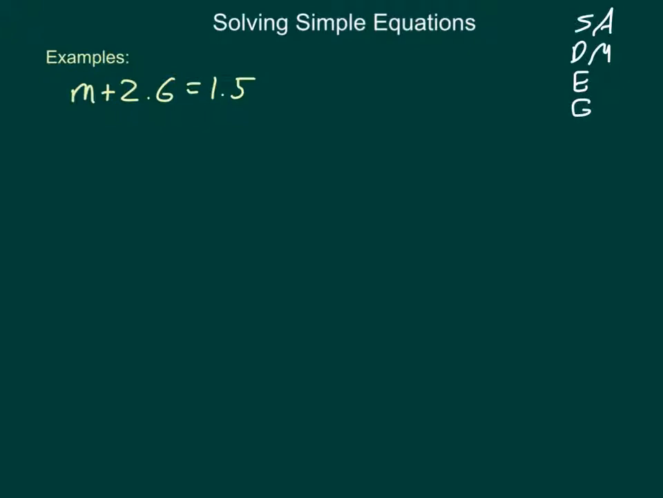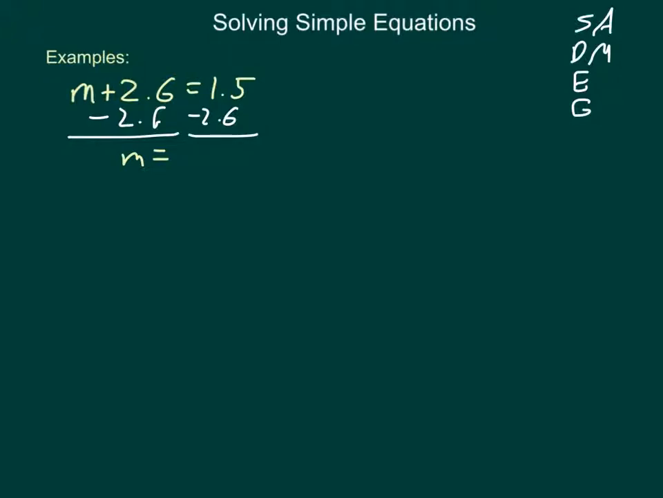In this problem, do we see any subtraction or addition? And the answer is yes, we have addition happening here. So, what is our inverse operation for addition? It is subtraction. I'm going to go through and subtract 2 6/10 from both sides of my equal sign. Now on the left, that's going to have me just equaling m. On the right, 1 5/10 minus 2 6/10.